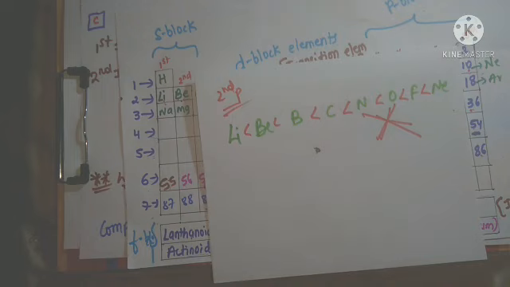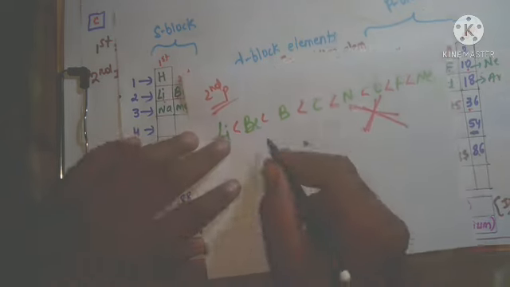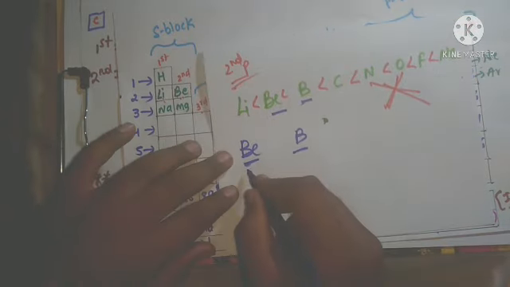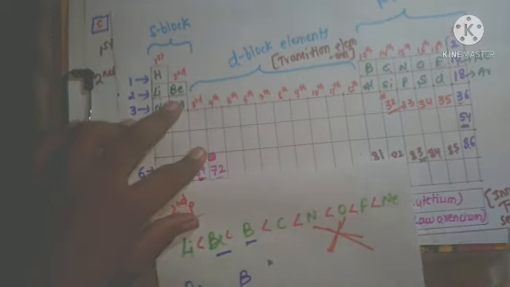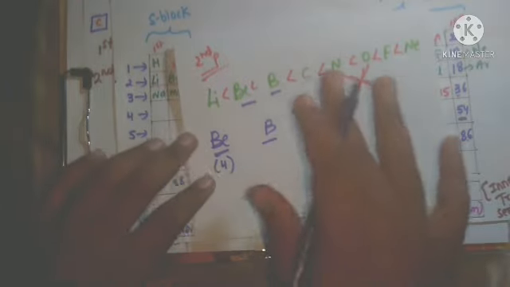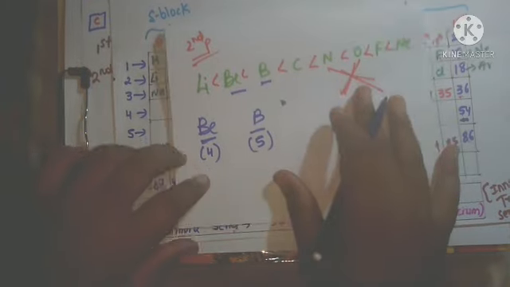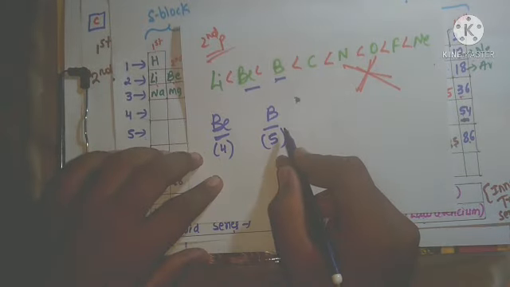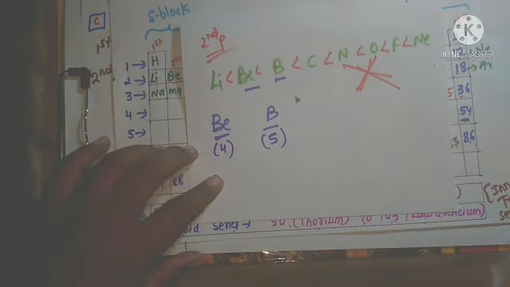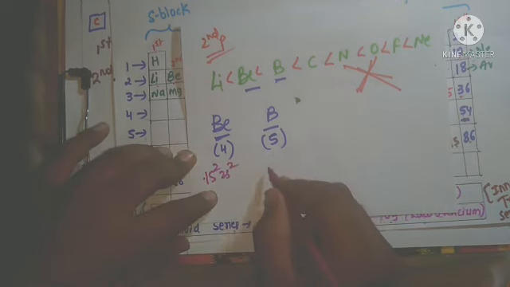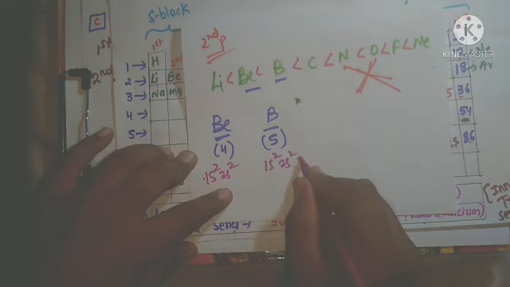Why? Because here I will take a few elements, beryllium and boron. Hydrogen, helium, lithium, beryllium: beryllium atomic number is 4, and boron atomic number is 5. What is the electronic configuration of beryllium? 1s2, 2s2. Boron electronic configuration is 1s2, 2s2, 2p1.